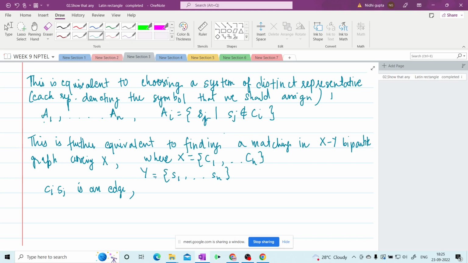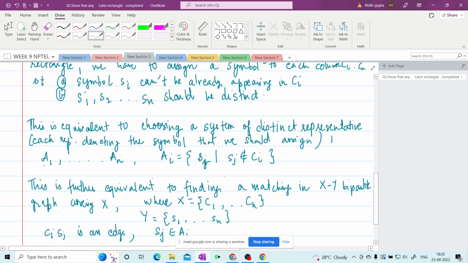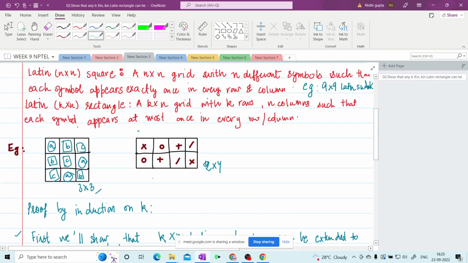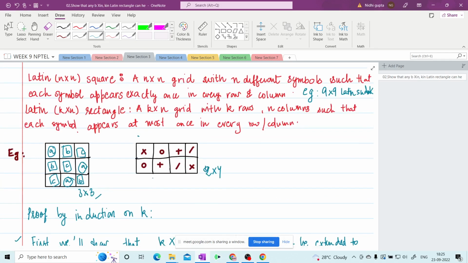Ci Sj is an edge when Sj belongs to the symbol set Ai, that is, a symbol which is already not appearing in this column. So in this Latin rectangle case, we are constructing four sets A1, A2, A3, A4, where A1 is the set of symbols not appearing in column 1. So what are the symbols here?